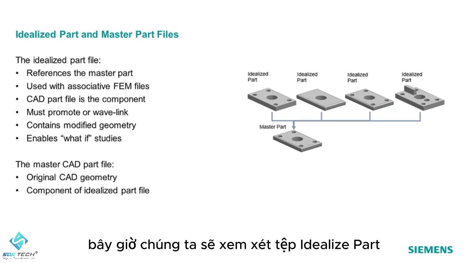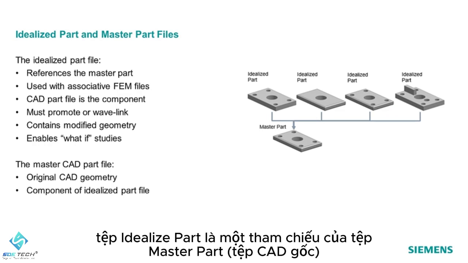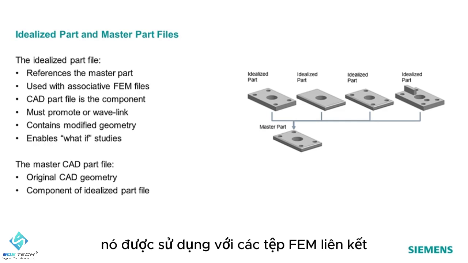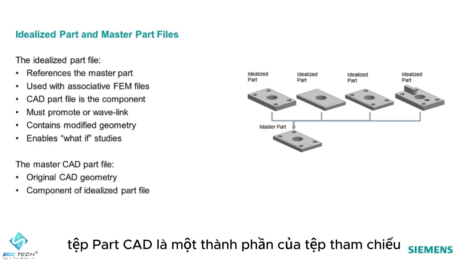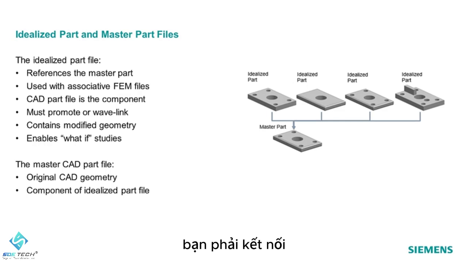Now we'll look at the idealized part file. The idealized part file is a reference to the master part. It is used with associative FEM files. The CAD part file is a component of the idealized part file. Before you can modify geometry in the idealized part, you must promote or wave link bodies from the master part to the idealized part file.